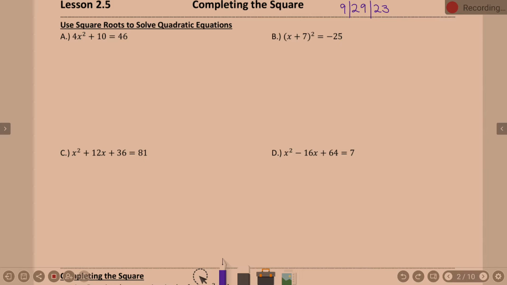So we're leading into completing the square. We'll get to completing the square in a little bit, but we're going to use some other ideas here.